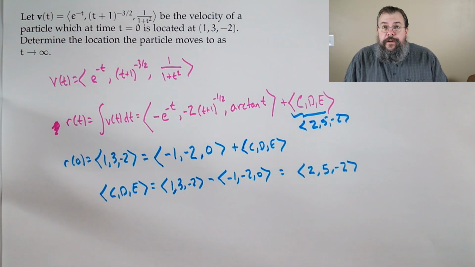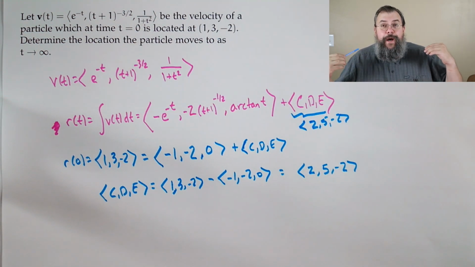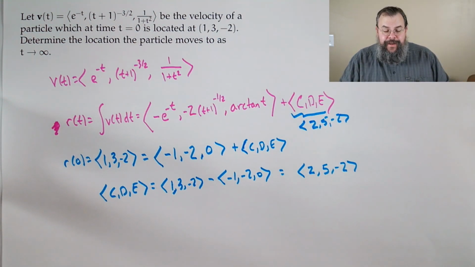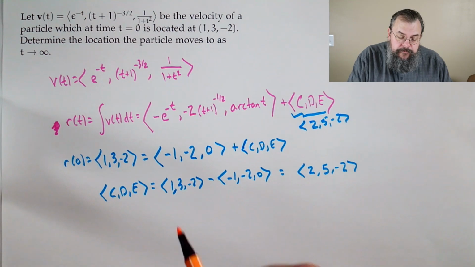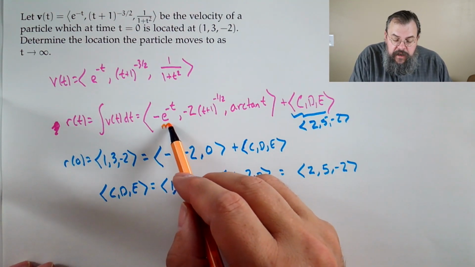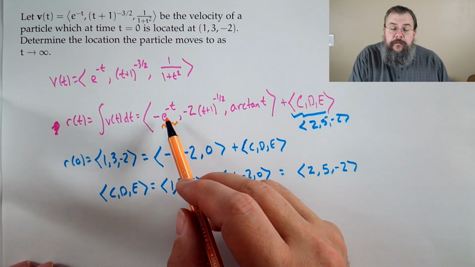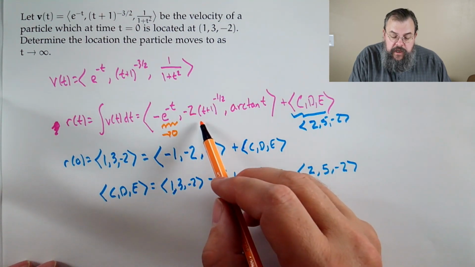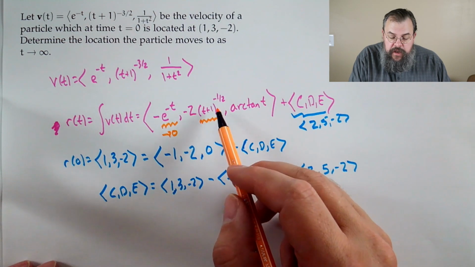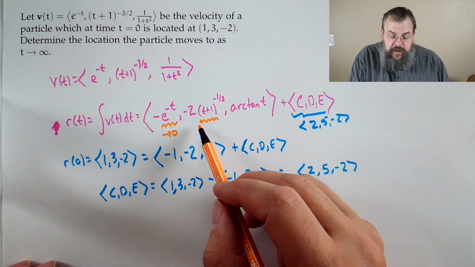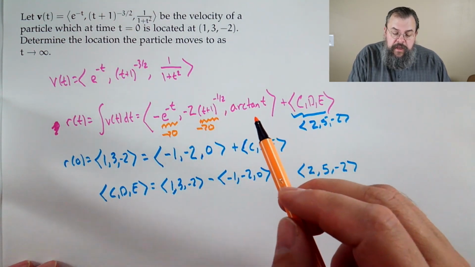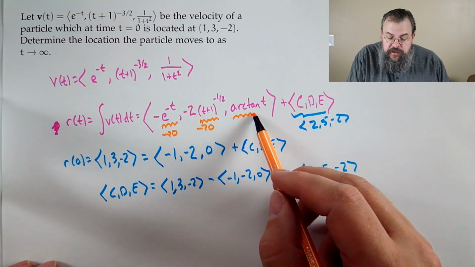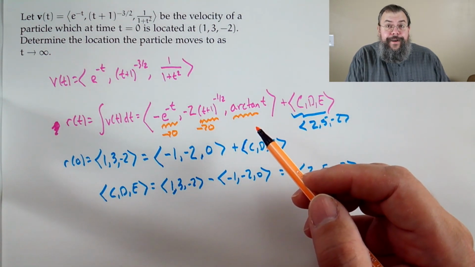Now we say, great. What happens as time goes to infinity? Well, let's think about our pieces here. What does happen as time goes to infinity? The e to the minus t, well, that's e to a large negative number. That's going to 0. Here, I have a big number, t plus 1, to a negative exponent. That's going to 0. Here, I have arctangent of t. That doesn't go to 0.